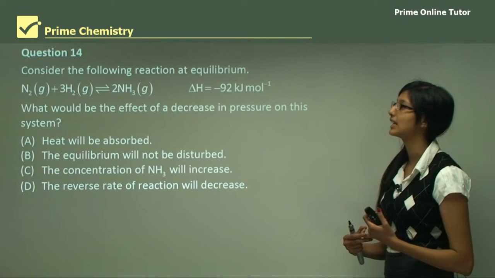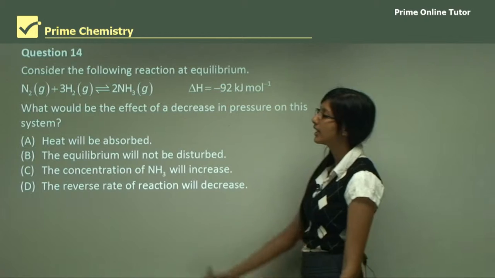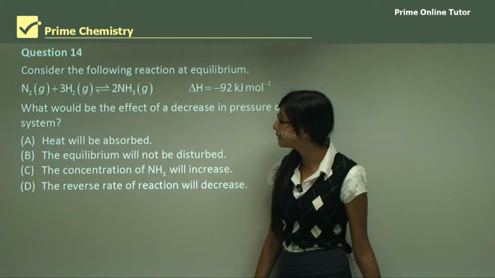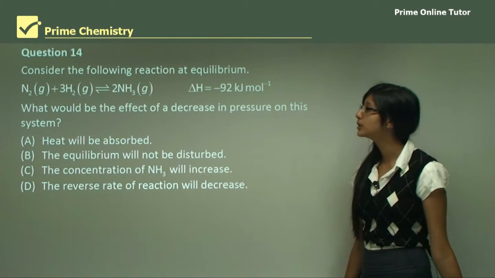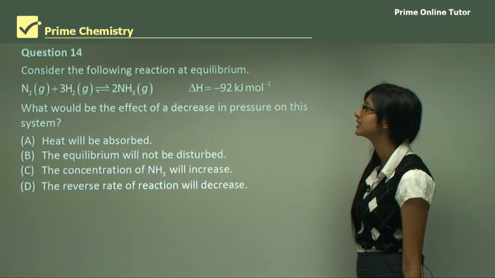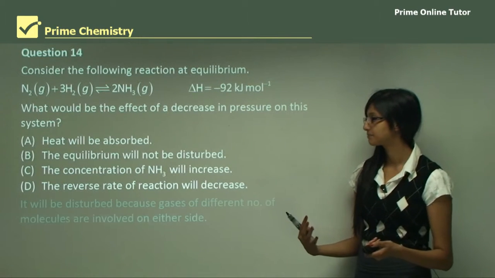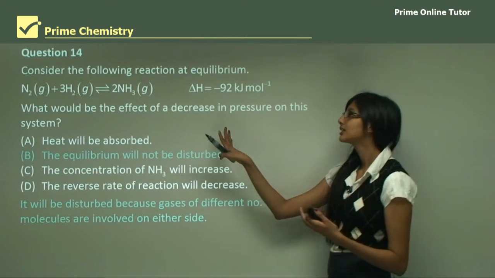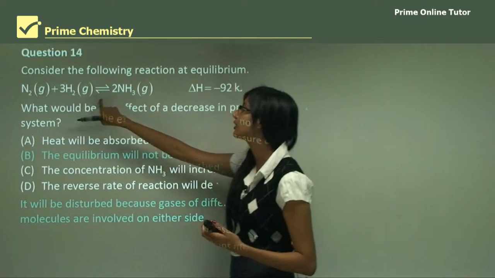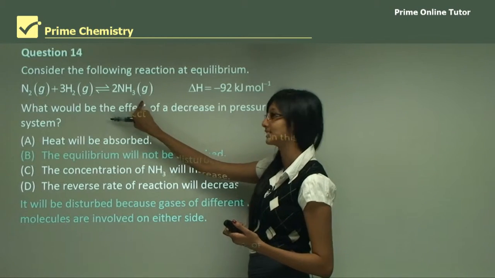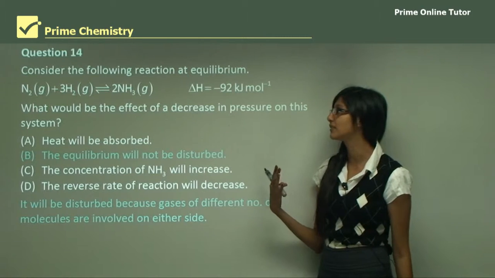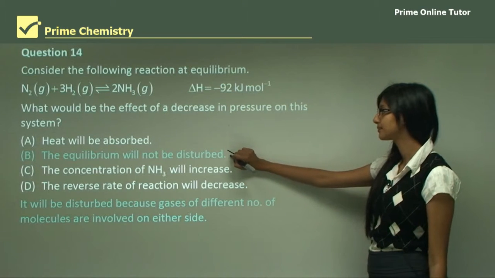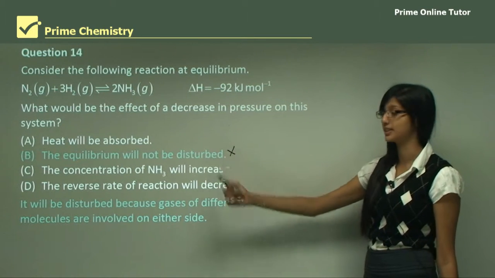Consider the following reaction at equilibrium. So let's look at the reaction. Nitrogen reacts with 3 molecules of hydrogen to form 2 molecules of ammonia. They asked us, what would be the effect of a decrease in pressure on the system? Option B says the equilibrium will not be disturbed. Now this is false, because the reaction involves gases. You can see all of these reactants and products are in the gas state. Hence, equilibrium will be disturbed if the pressure is changed. So this is not the right answer, because it suggests that equilibrium will not be disturbed.